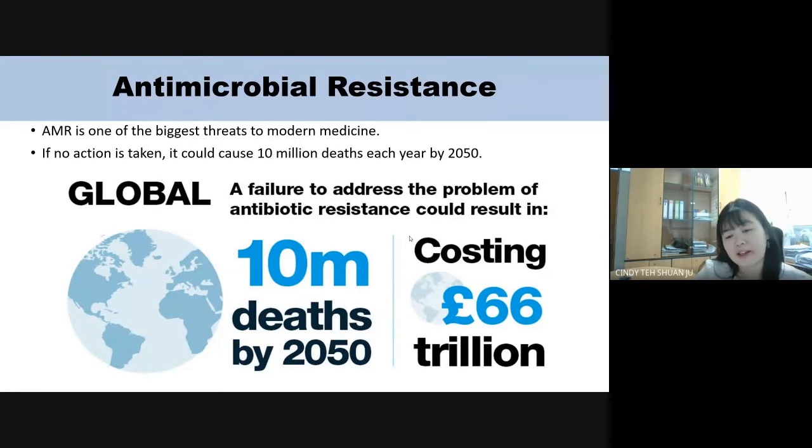And why do we say that it will cause death and economic loss? Because if you are infected by a multi-drug resistant organism, the doctor has to try the antibiotics one by one to see which one can actually cure your infection. So this actually costs a lot. And in the hospital, they need to make sure that the infection will not be spread to others. So all of these are actually money.